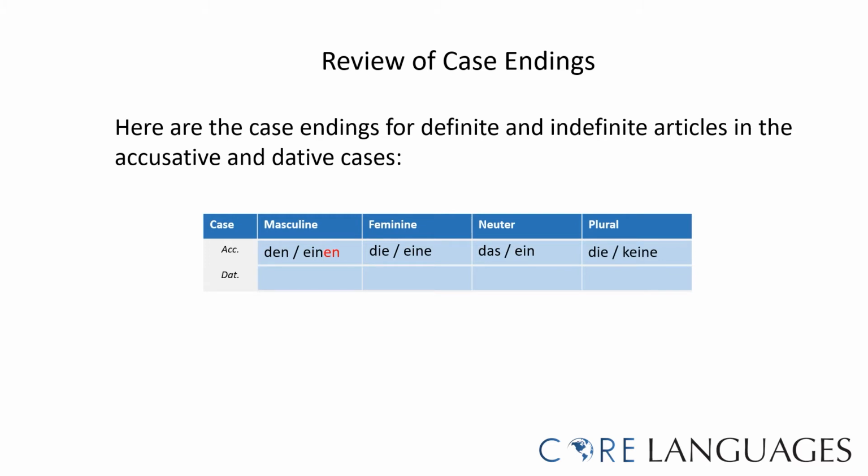For masculine nouns in the dative case, the articles are dem, einem. Feminine nouns are der, einer. Neutral nouns are dem, einem. And plural nouns are den, keinen.